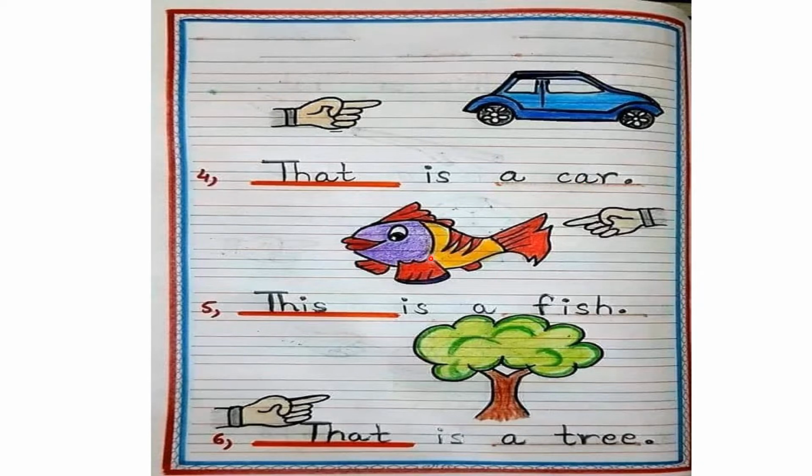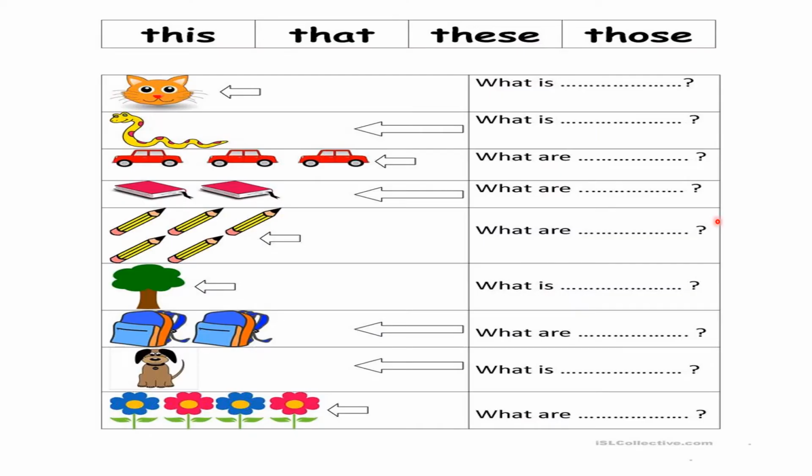Look at this picture. Here we have a fish. We want to point. What is this? This is a fish. Why this? Because it's close to us. How do we point? How is the distance between them? It's close, not far away. But here we have the trees far away, so again we say that is a tree. Let's go to another activity.